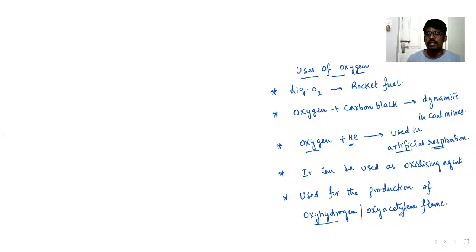Oxyhydrogen or oxyacetylene flame. Actually, these flames, especially oxyacetylene torches, can be used for welding purposes. For welding purposes, we can use a torch. That torch is nothing but an oxyacetylene torch. In that, whenever acetylene reacts with oxygen, it undergoes combustion and produces a lot of heat energy. That heat will be used for welding purposes. That is also another application of oxygen. All these are the major uses of oxygen.